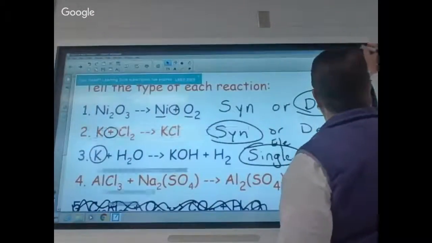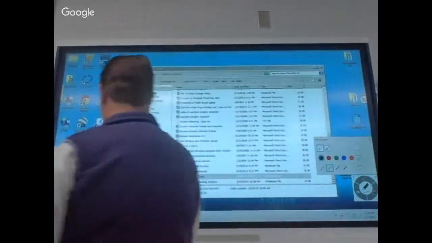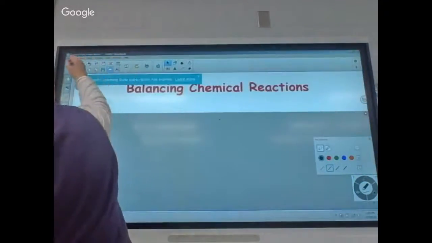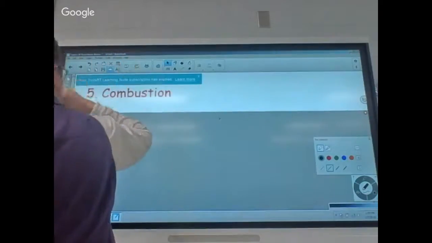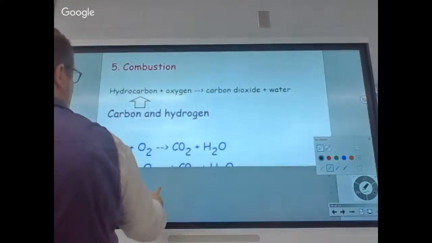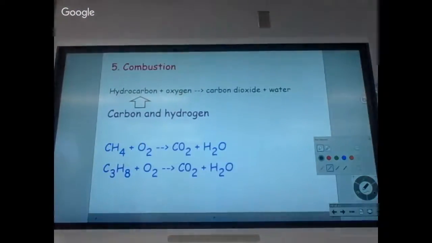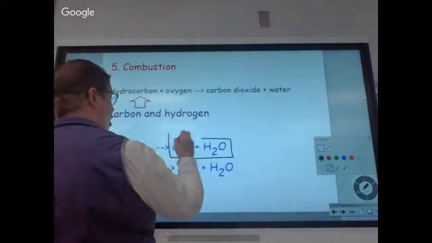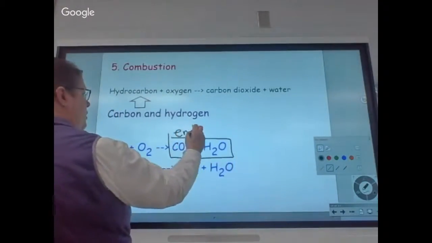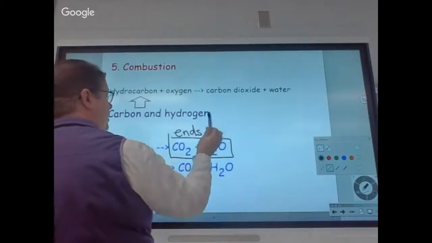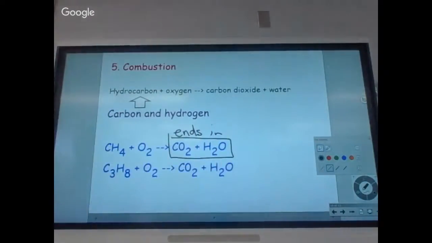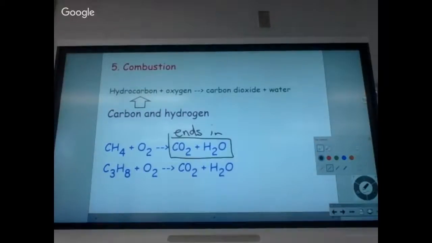I don't know if they will or not. If you see combustion, combustion is this. It's a hydrocarbon plus oxygen, you get carbon dioxide and water. Basically, look for this. It always ends in CO2 plus water. If you get something that ends in CO2 plus water, it's combustion. Okay? It always ends the same way. I don't think they'll put that on the exam. But if it is, that's what it is.